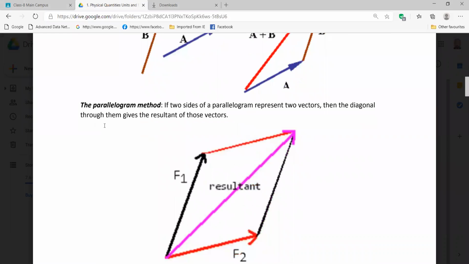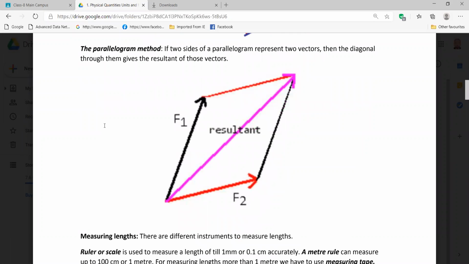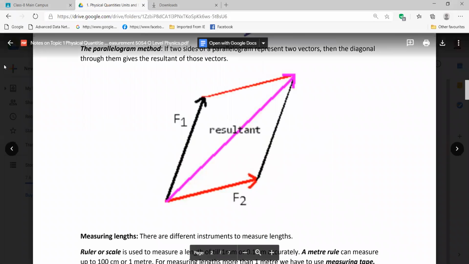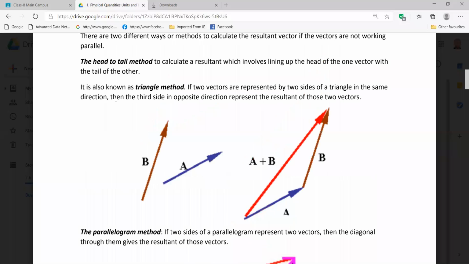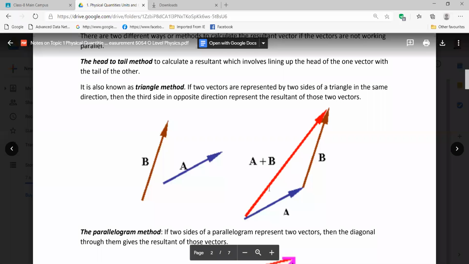Here we have another method, that is the parallelogram. It's quite easier. If you compare with the triangle method or the head to tail method, the parallelogram method is much easier to understand and to explain also. Okay, so look, we had here two vectors A and B, right? So we will do it here, then I will show the next step.